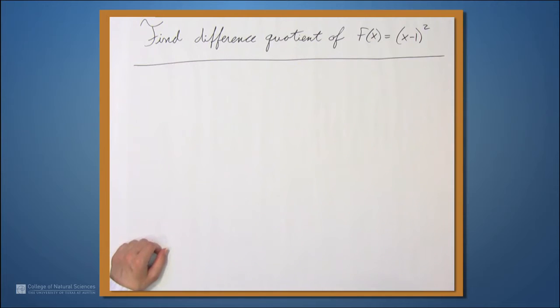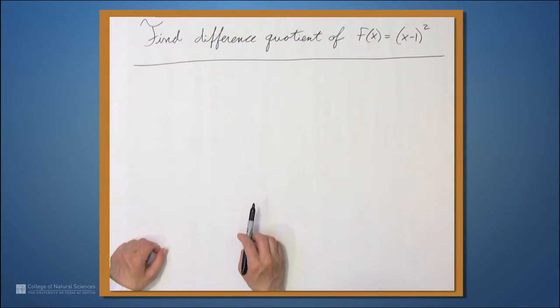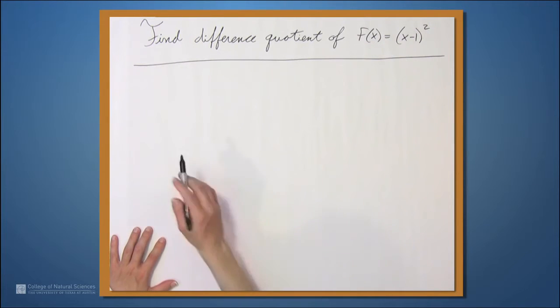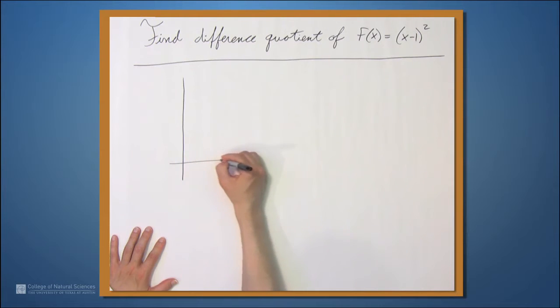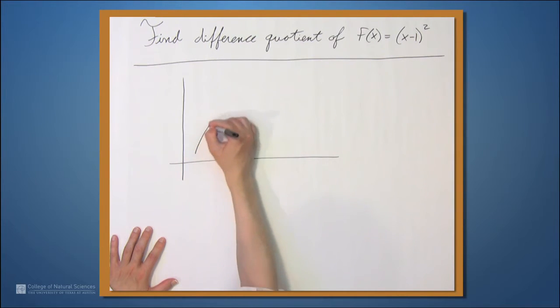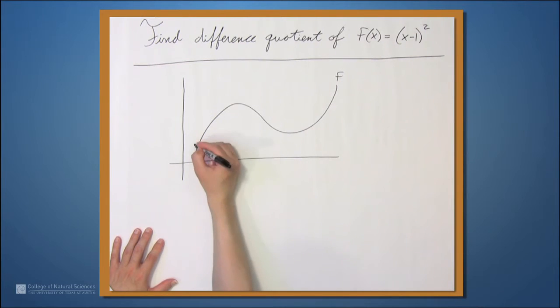So we're here at the example table, and in this video we're going to find the difference quotient of the function (x minus 1) squared. So let's just take a moment to remember what's going on with the difference quotient. If we have a little function here, let's call it f.